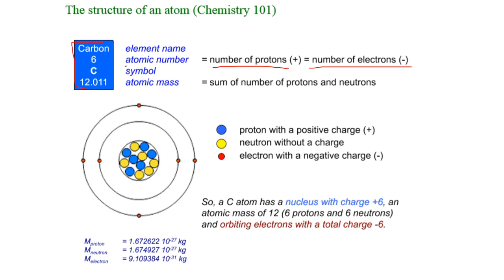So let's work through this elemental symbol here. This is the element name. That's the atomic number. The atomic number is the number of protons. Okay, it's the number of protons.